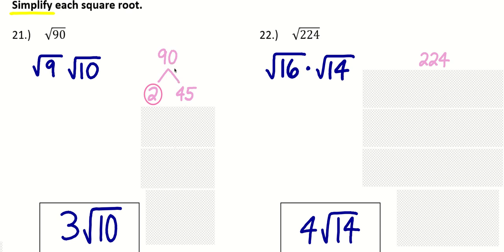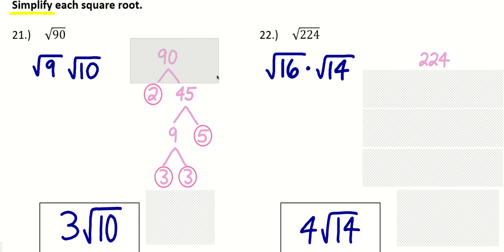So here I started with 2 and 45. There were multiple ways that you could have started off the breakdown of 90. But 2 cannot be broken down anymore, so I'm circling it. But 45 can get broken down a little bit more into 9 and 5. And once again, 5 doesn't break down anymore because it's prime. But 9 can break down again into 3 and 3, and guess what? Now that's it.